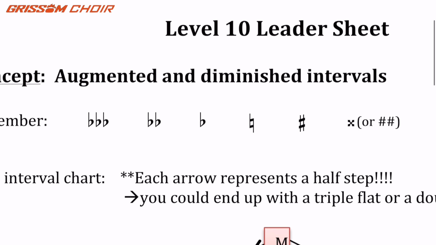We have a triple flat, which lowers the note by 3 half steps, a double flat that lowers the note by 2 half steps, a regular flat that lowers it by just 1 half step, a natural, which cancels out the sharp or the flat, the sharp, which raises the note by 1 half step, or the double sharp, which raises the note by 2 half steps.